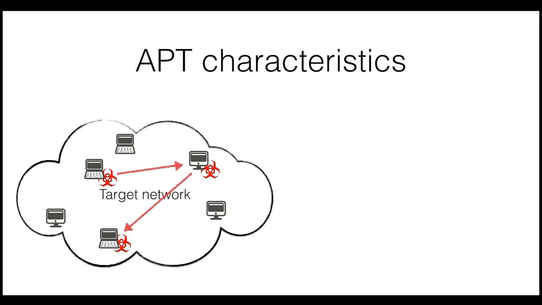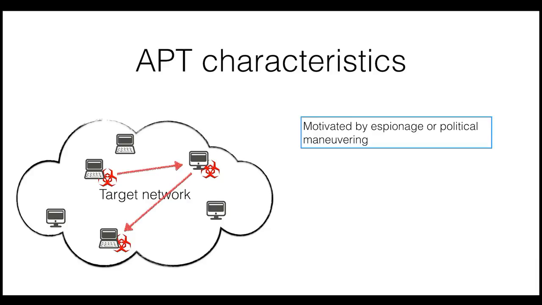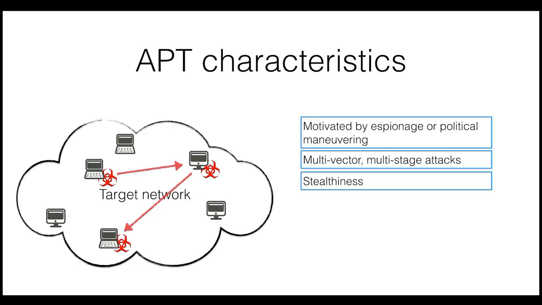APT differs from the attacks that we have seen so far in several aspects. With respect to motivation, APTs are driven by long-term goals aiming at espionage or political maneuvering, while regular attacks work typically in a short time frame and are most likely motivated by financial gain or activism. APTs make use of multiple attack vectors and tools. Also, APTs do not stop at the initial compromise, but they are multi-stage attacks. APTs have a high degree of stealthiness, and they specifically aim at remaining below the radar.